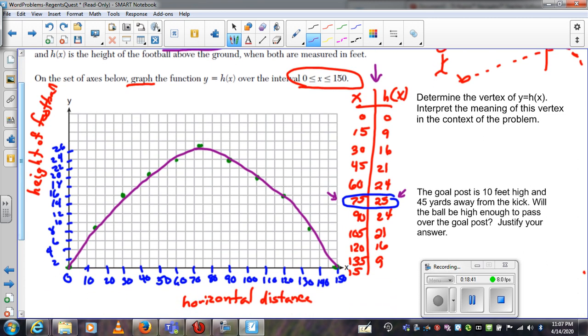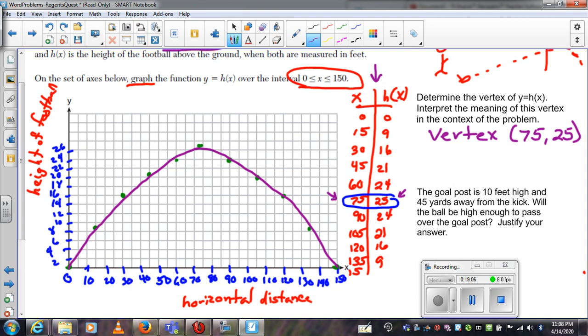So now determine the vertex and interpret the meaning of the vertex. So our vertex is 75, 25. You have to determine what that means, and what that means is when the ball is 75 feet away from the kicker, it's 25 feet in the air.